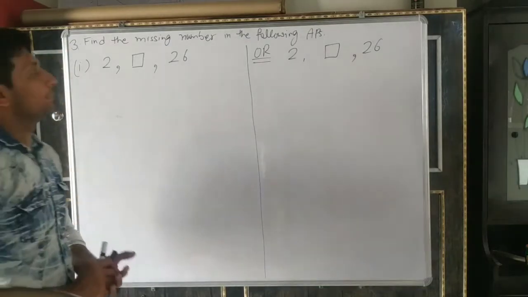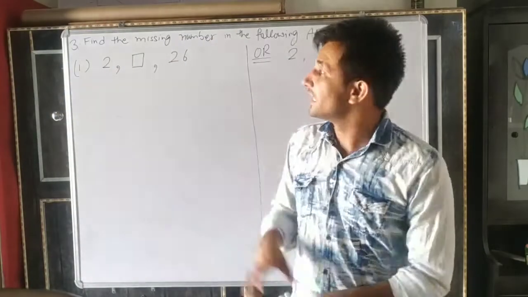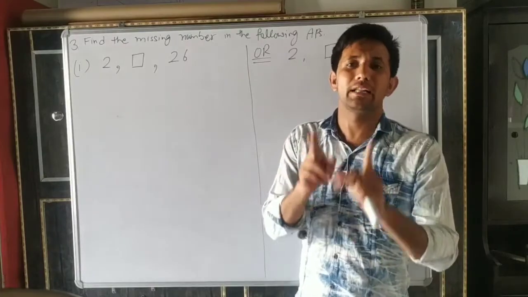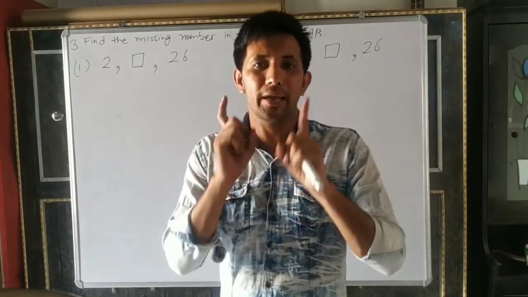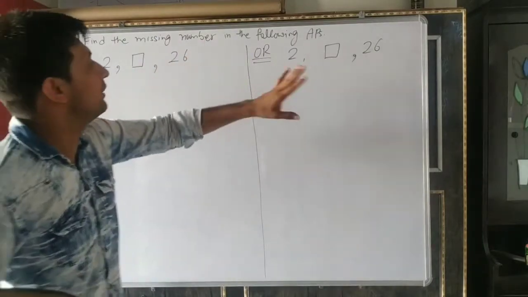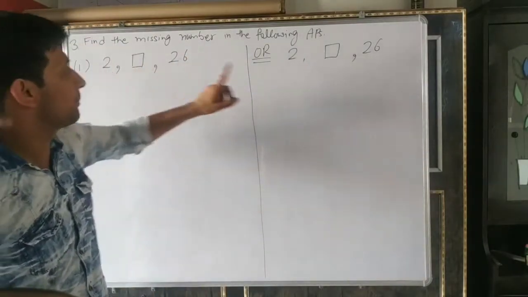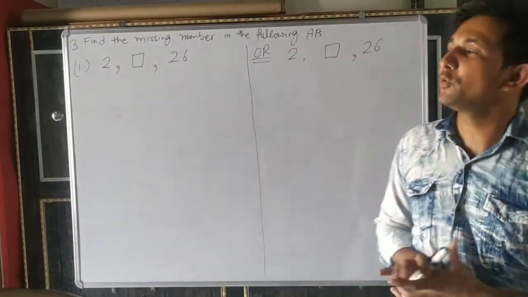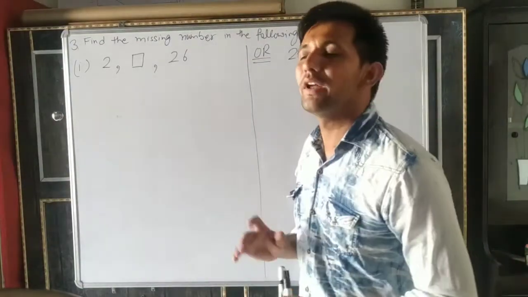Find the missing number in the following APs. The APs are already given in the question, and we have to find the missing number. We can do this question by two or three methods. If you understand even one, you can solve it very easily.